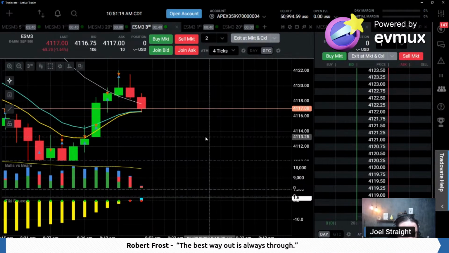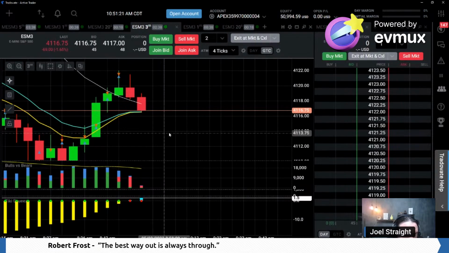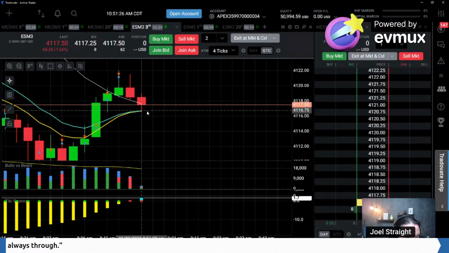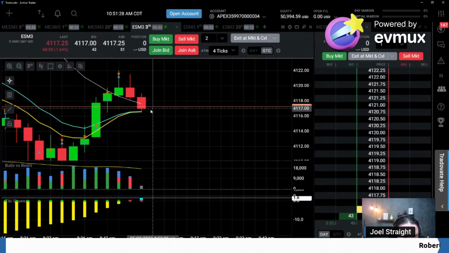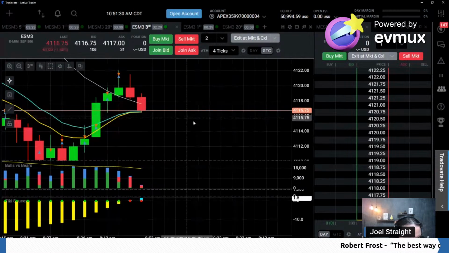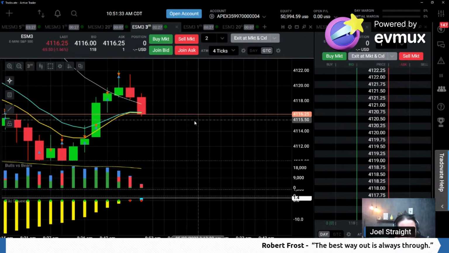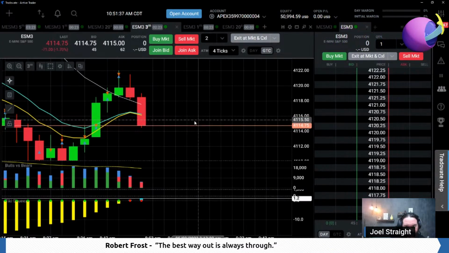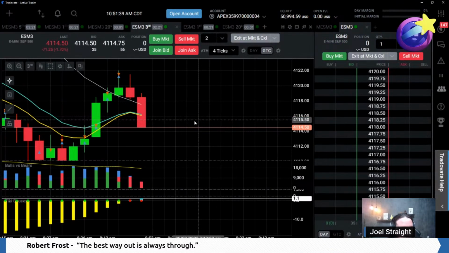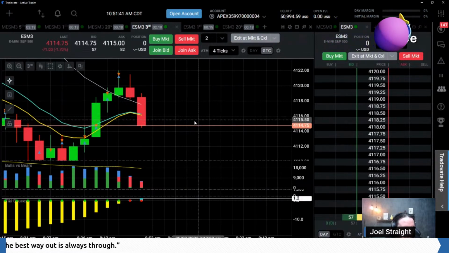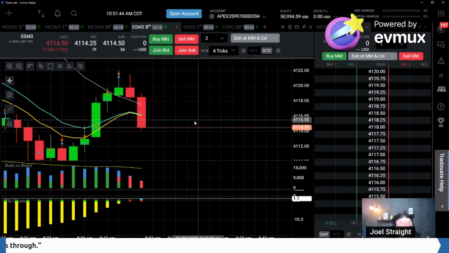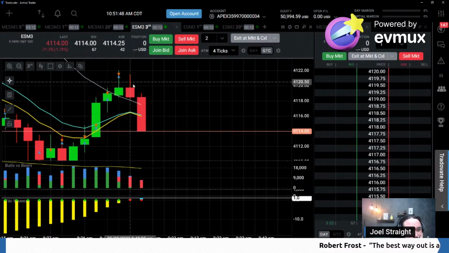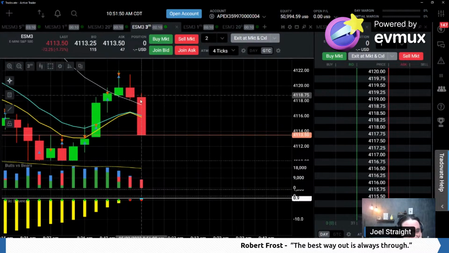Pulling back to 1750. This is what I was worried about. This is why I hadn't taken the trade yet. Bounced off of 16. Big pullback now. Last sell off here. This was actually what I was worried about. That's why I didn't take that trade off of 19 there.